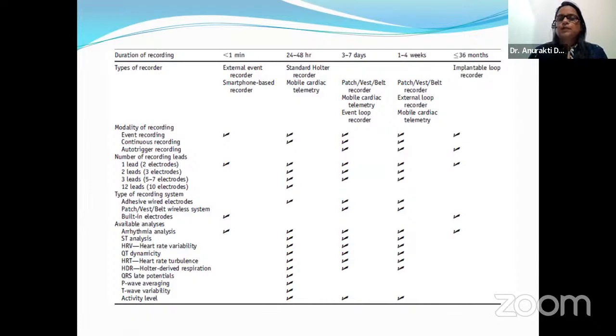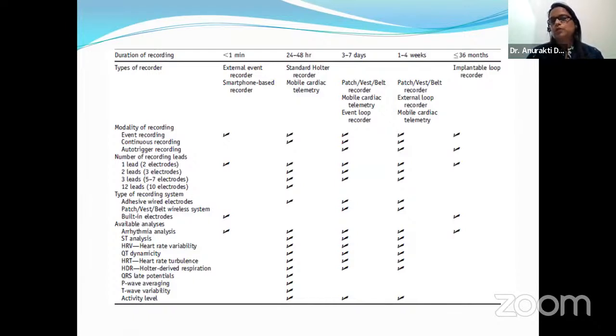Others are external event recorders or smartphone based recorders, where when the patient feels a symptom, he triggers that device, and at that time, whatever electrocardiographic abnormality or data is there is transmitted. Other recorders developed for longer use are patch, vest, or belt recorders, where the patient just places a patch on the chest or wears a vest which has textodes, or electrodes, built in, or belt recorders.